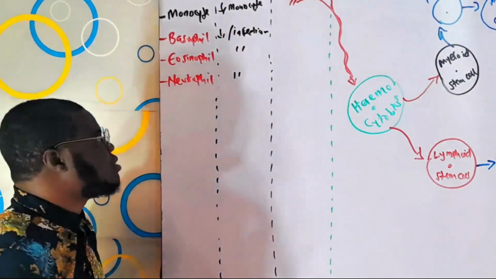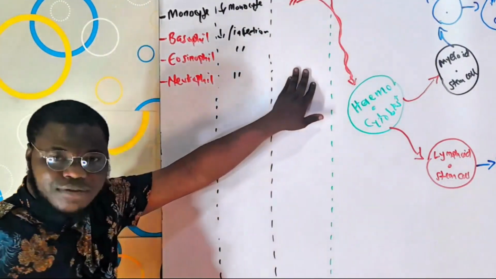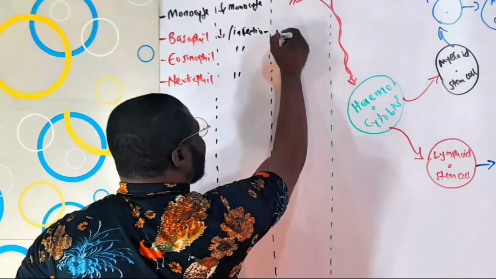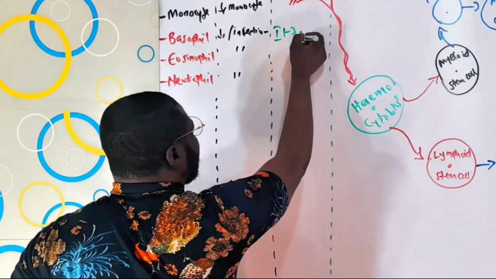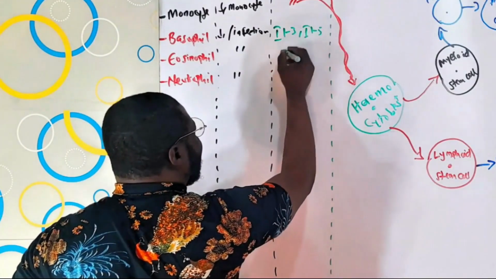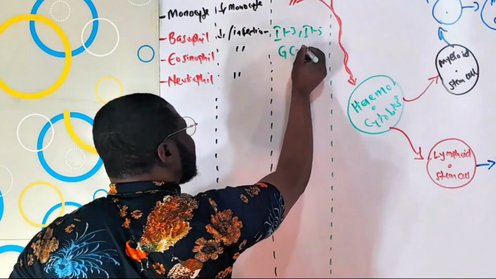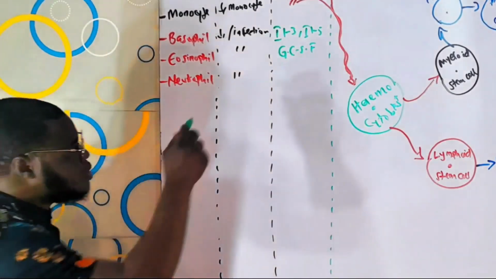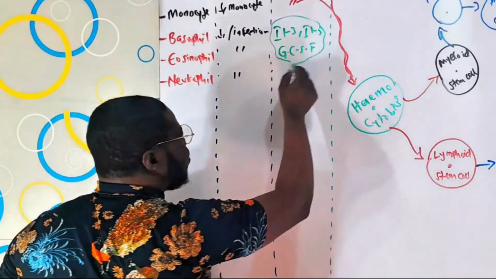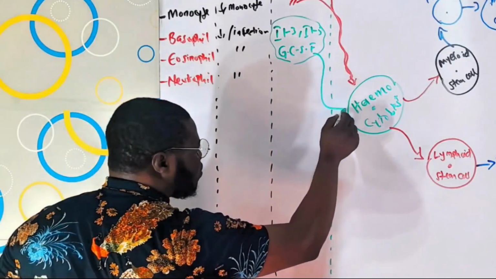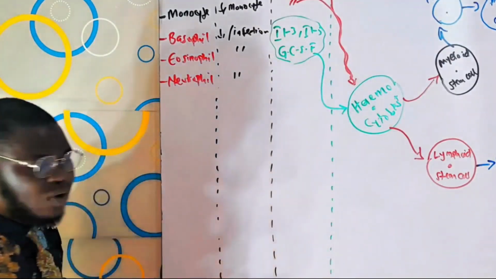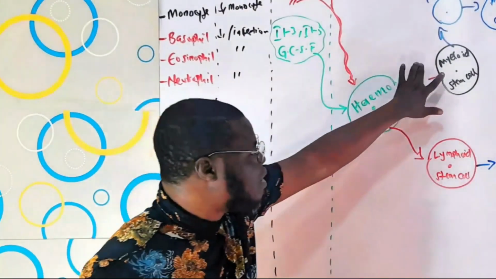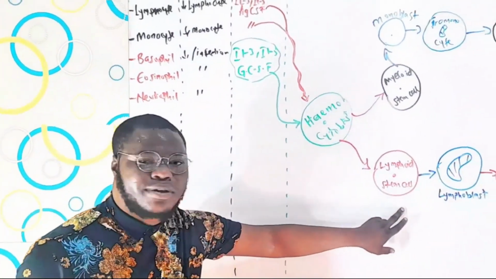The point now is, what is the chemical that is going to be released there for them? The chemicals that will be released are interleukin 3, interleukin 5, and the granulocytic colony stimulating factor. As simple as that. Now, these chemicals, what are they going to do? They're going to act on the hemocytoblast. And when they act on the hemocytoblast, it is divided into either the myeloid stem cell or the lymphoid stem cell.